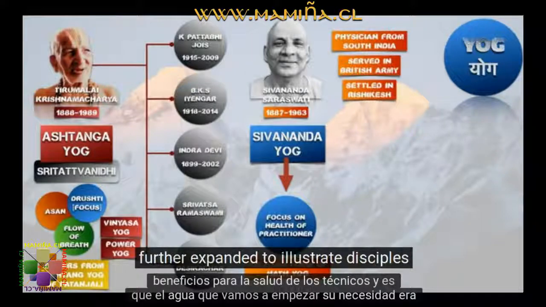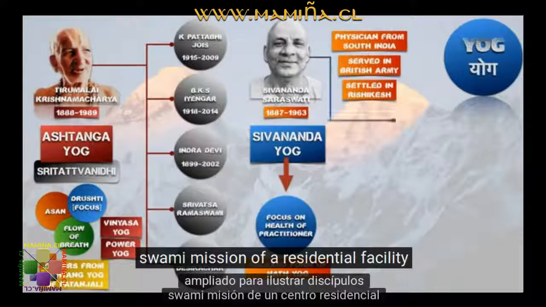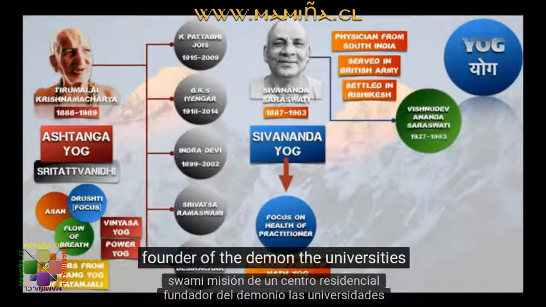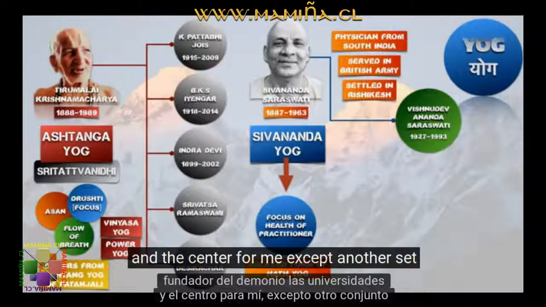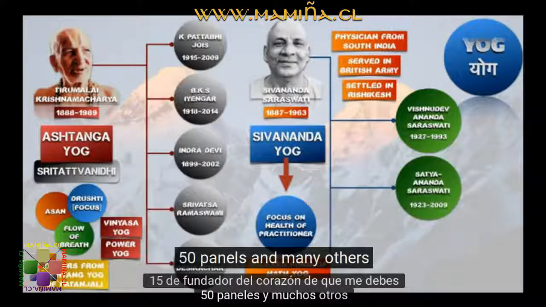His lineage was further expounded through his illustrious disciples Swami Vishnudevananda Saraswati, founder of the Sivananda Yoga Vedanta Center, Swami Satyananda Saraswati, founder of Bihar School of Yoga, Swami Satchidananda, and many others.